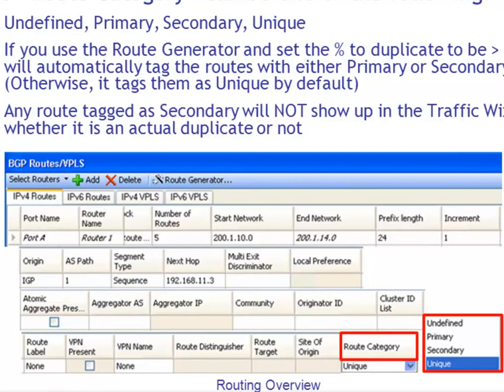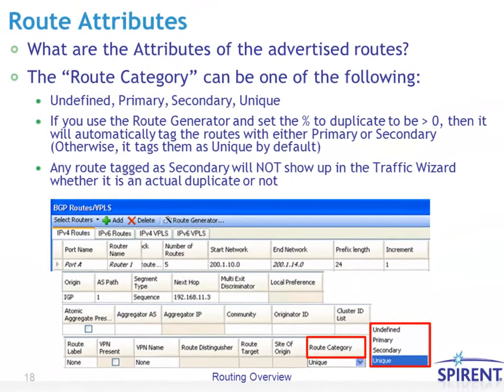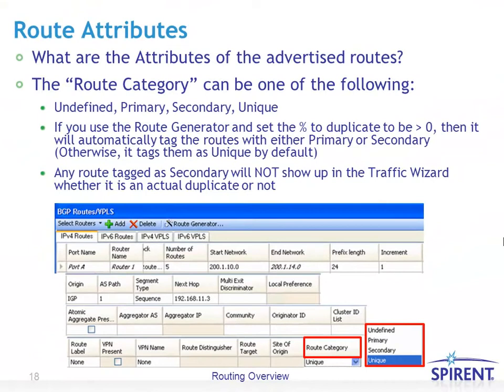So when you use a route generator, for instance, and you set up a percentage of routes to duplicate, then it will automatically tag the routes as either primary or secondary. And then routes tagged as secondary can be filtered out of places such as a traffic wizard, and or the route categories can be selected as an attribute for withdrawing routes or re-advertising routes as well. So it's sort of a way of grouping routes so that you can manipulate them by category.